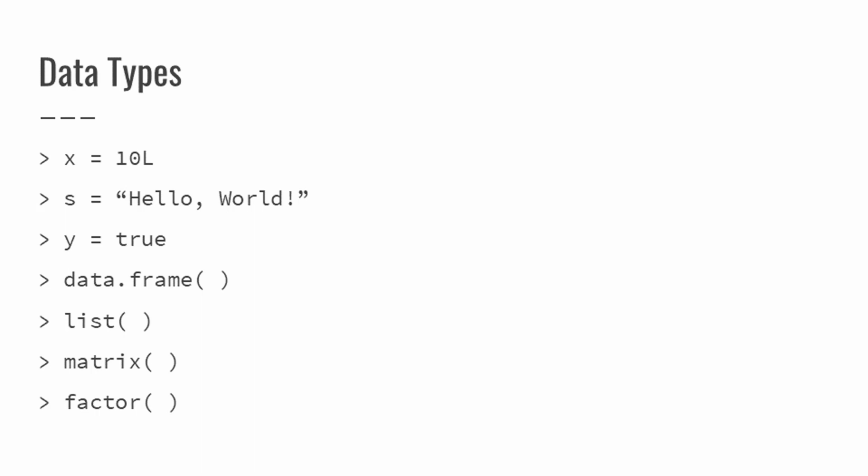You can define an integer variable like this: x is equal to 10L, where L represents that it's an integer value. Without specifying L, R will take this variable as a numeric variable. You can define a string variable like s is equal to "hello world", which is the same as initiating a character. You can define a boolean variable like this: y is equal to TRUE. You can initialize lists, data frames, matrices, etc. We have covered data types in depth. You can watch those lectures if you haven't watched them yet.